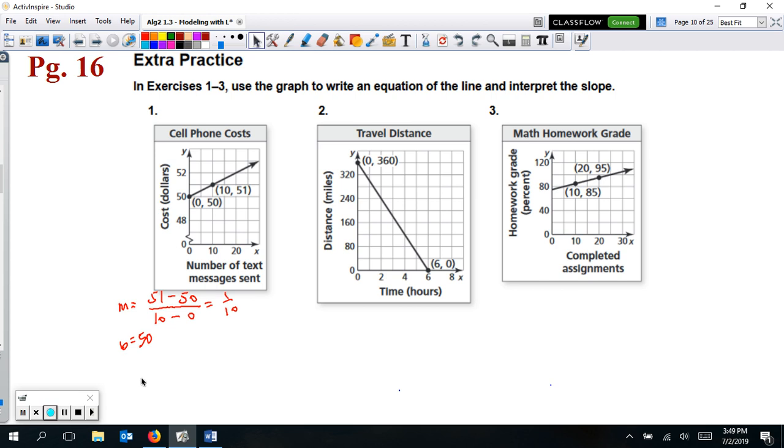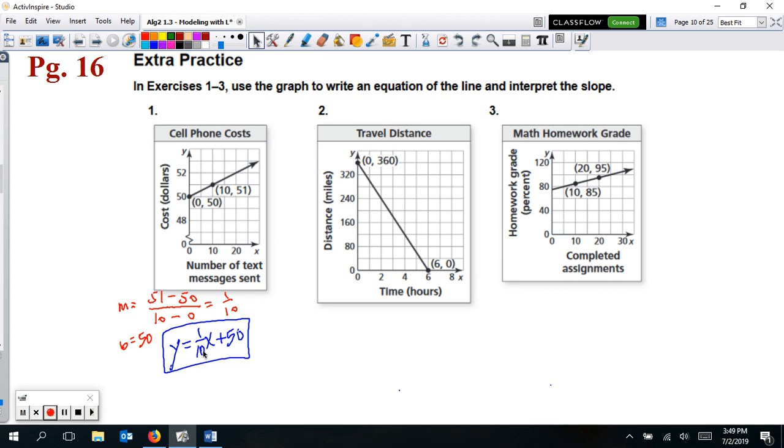We didn't have to plug it in. We will on some of these maybe. On this one we definitely will. On number 3, if I know my slope is 1/10 and the b is 50, I could just plug that in. Y equals 1/10 x plus 50. There it is. There's our equation of this line.